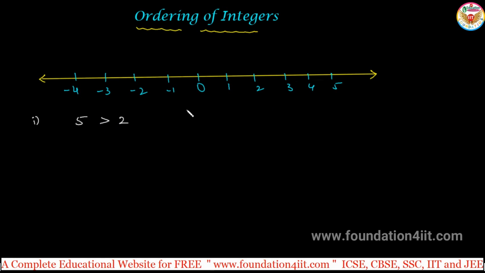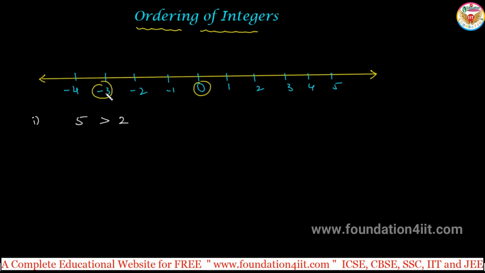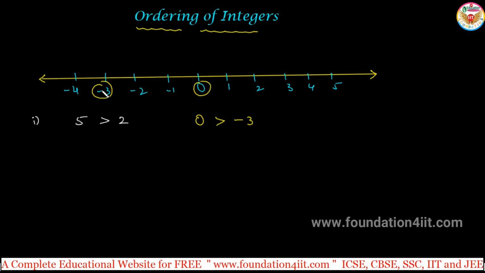And 0 is on the right side compared to -3. So when you compare -3 and 0, -3 is on the left side and 0 is on the right side. That means 0 is greater than -3. So always, right side numbers are greater than the left side numbers. In the same way, in reverse, left side numbers are less than the right side.